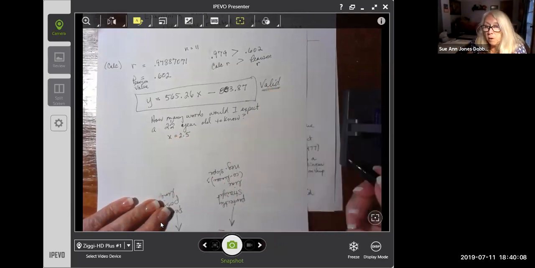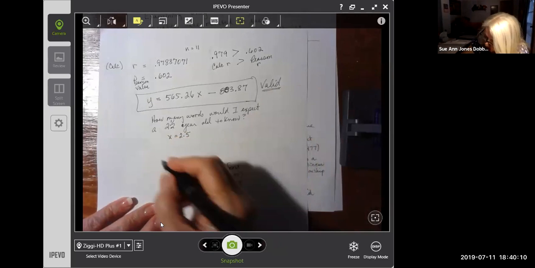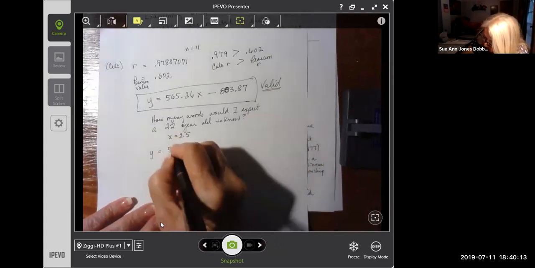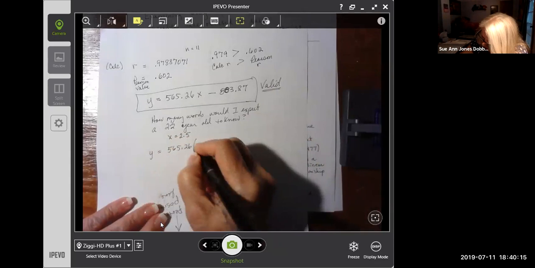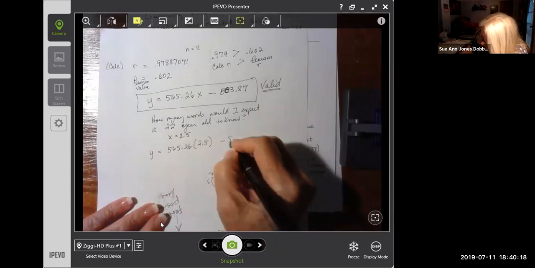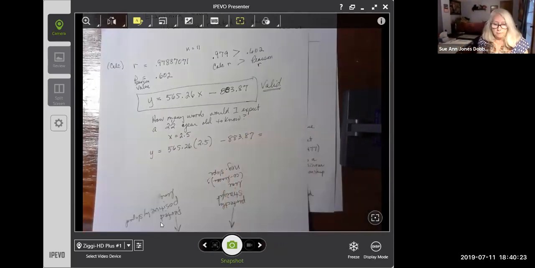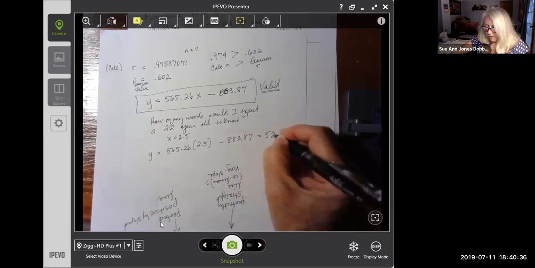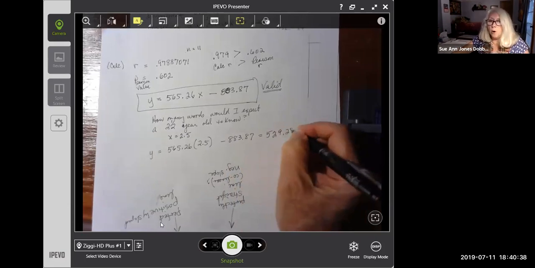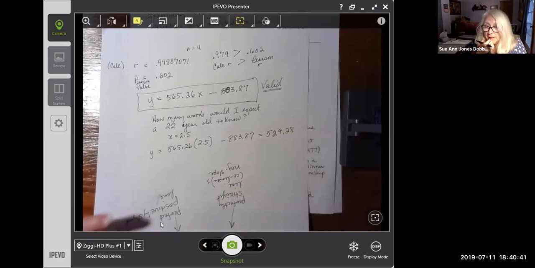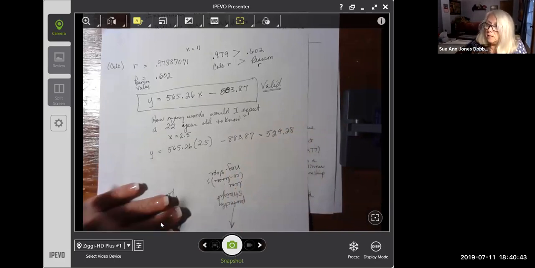And what I would do to make that is to simply substitute in to this model the value of 2.5 and solve. And if I do that on my calculator, I get 529.28, so around 530 words. And that is a reasonable kind of prediction.